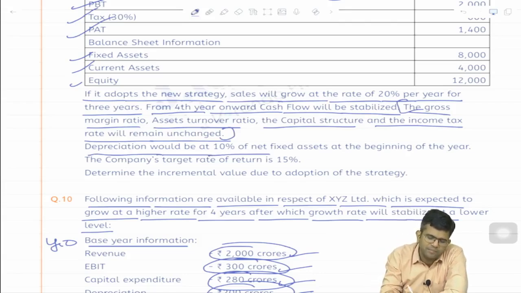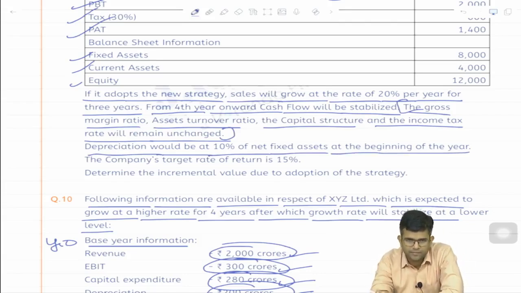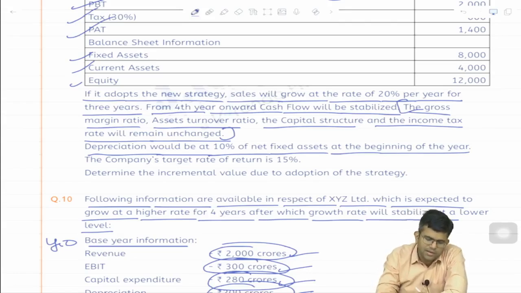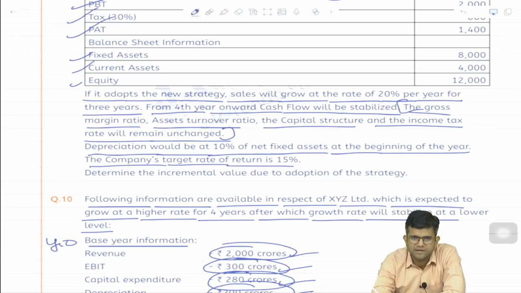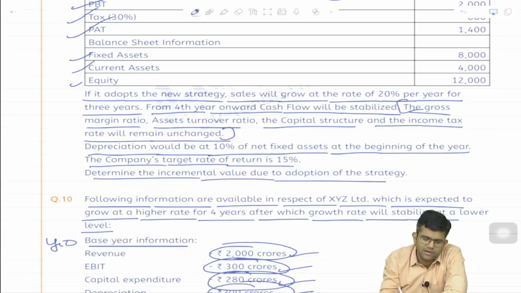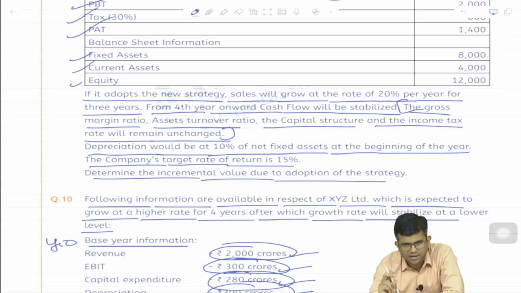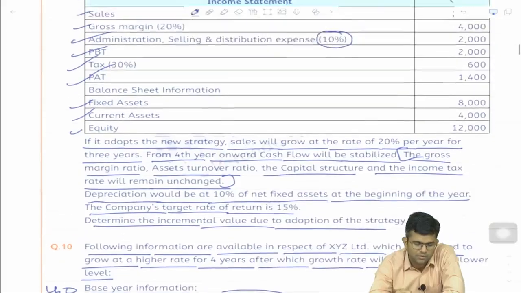Depreciation would be 10% of fixed assets at the beginning of the year. It's like WDV depreciation only. The company's target rate of return is 15%. This is the WACC given to you, the discounting rate. Determine the incremental value due to adoption of the strategy, 20 rupees. Everybody clear? 100 and 120, determine the incremental value.